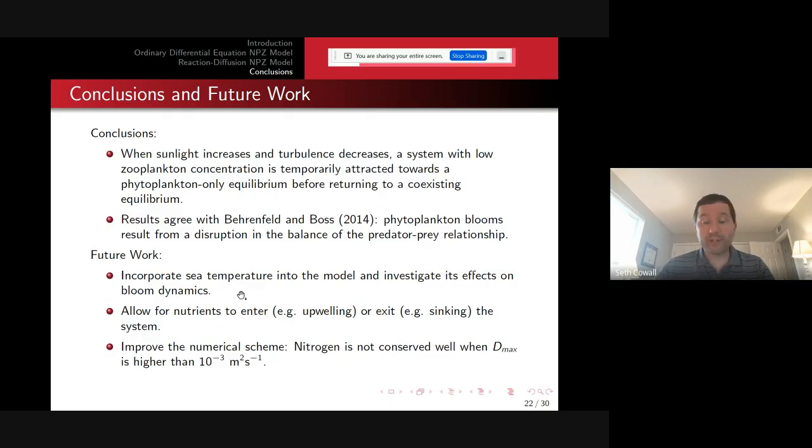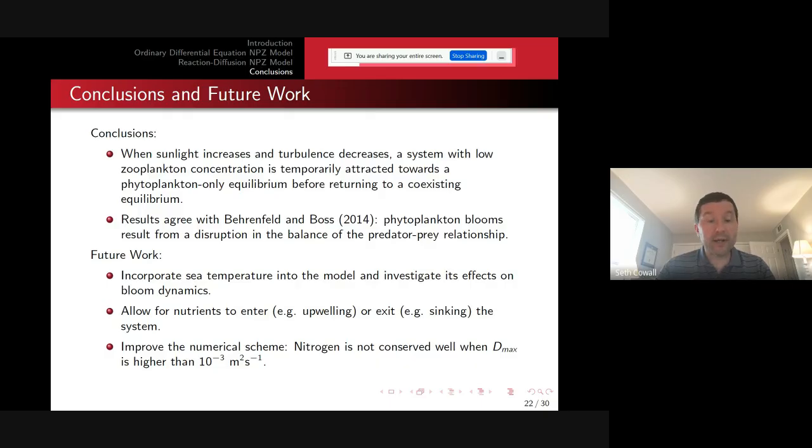See if incorporating sea temperature in the model and investigating its effects on bloom dynamics, or perhaps trying a non-closed system by allowing nutrients to enter or exit the system, because that happens over the course of the year, and also perhaps improve our numerical scheme. Our system is conservative, but I've noticed nitrogen is not conserved well when our Dmax, or mixed layer diffusion, is higher than 10 to the negative third meters per second squared.